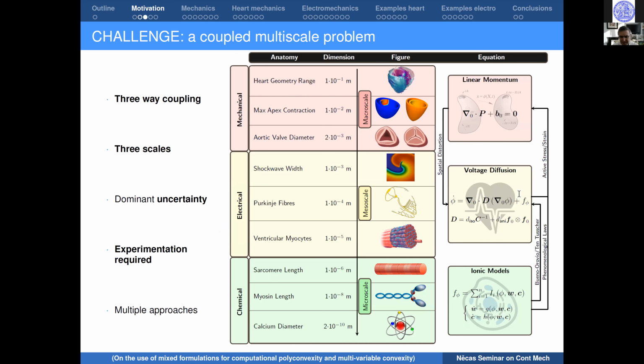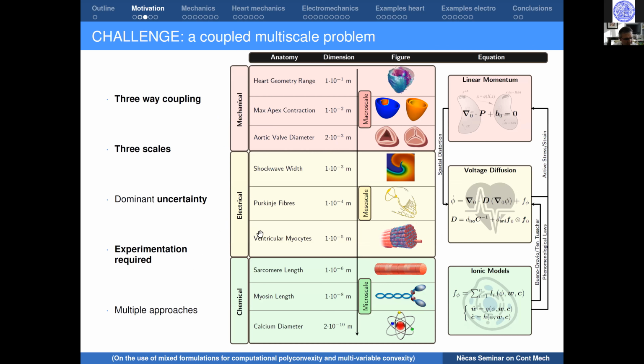Here in this slide, what I summarize a bit in a nutshell is some of the physics that interact when dealing with heart mechanics problems. Namely, you've got the mechanical physics, which we have here in pink highlighted, which is the classical linear momentum conservation equation, which features here on the right-hand side, of course, in the case of very large strains and deformations.